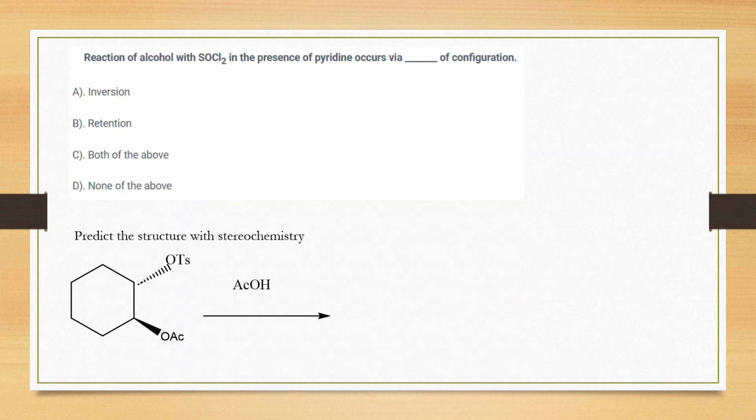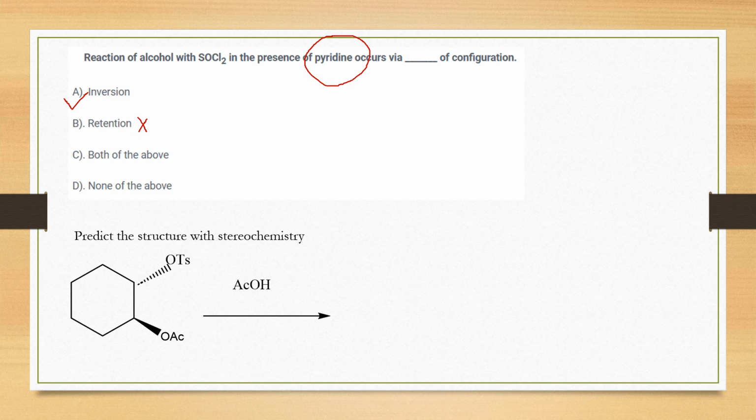Next, we have the question: reaction of alcohol with SOCl2 in presence of pyridine occurs via dash of configuration. I've already shown you the mechanism, how it is occurring. So there will be inversion, as in the normal case we see retention, but because there is pyridine, the reaction of the particular substrate with pyridine will cause blockage of the forward attack by the chlorine. So the chlorine will attack from the backward, thus causing inversion.